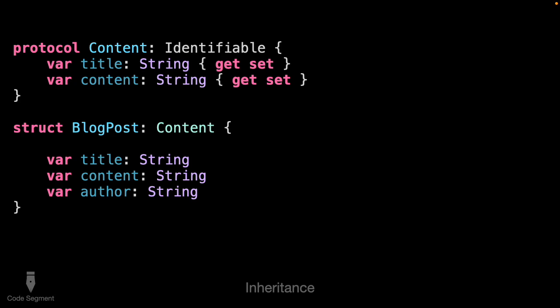Protocols can also inherit from each other. So here Content is inheriting from Identifiable, which means that this actually will not compile because Identifiable requires that we have a stored property named id inside of it somewhere. Or sorry, not stored, it could be computed, I think. We just need to have an id property inside of our type in order to conform to the Identifiable protocol.